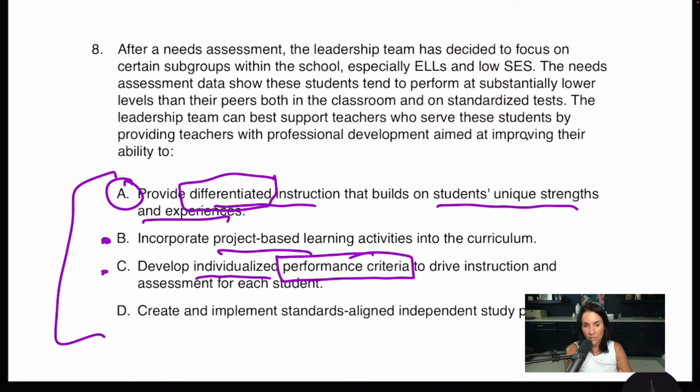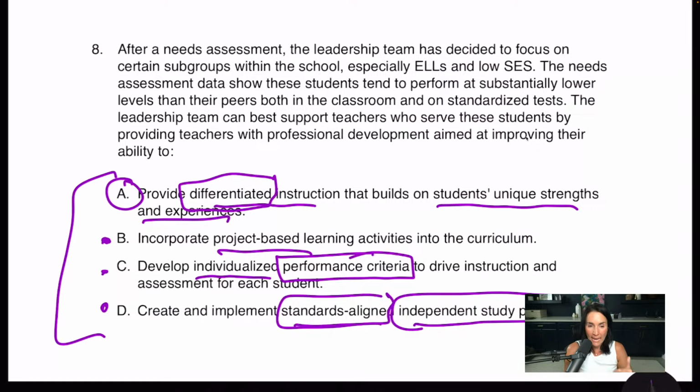So we don't want to individualize that, because then the kid gets hit with a state test and they've been used to their own criteria. So C is out because of that. So be on the lookout for that. And D, create and implement standards-aligned independent study programs. Well, we have this word standards-aligned, but independent study programs, not every kid works well with independent study programs. Some do, some don't. A still looks like the best answer choice here.